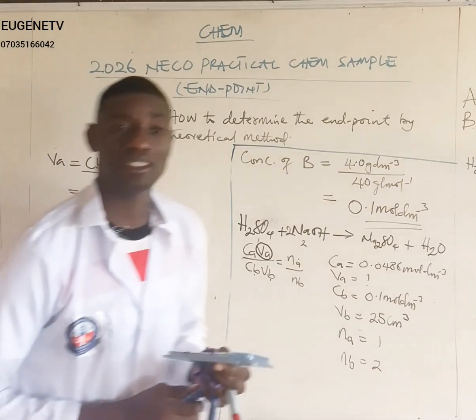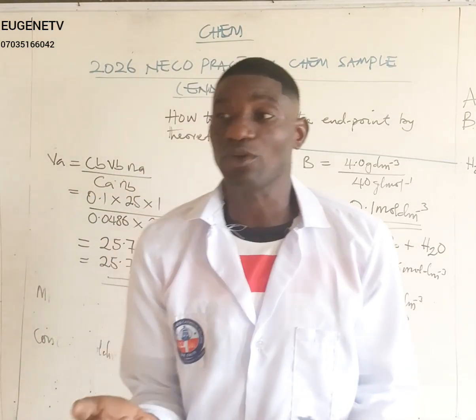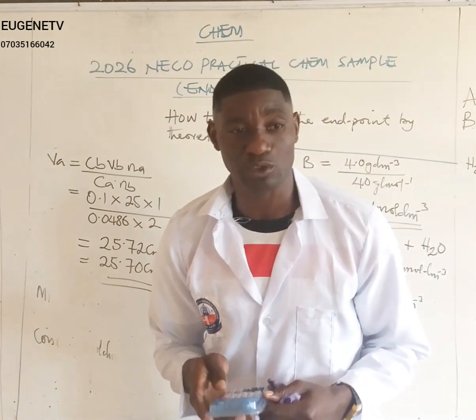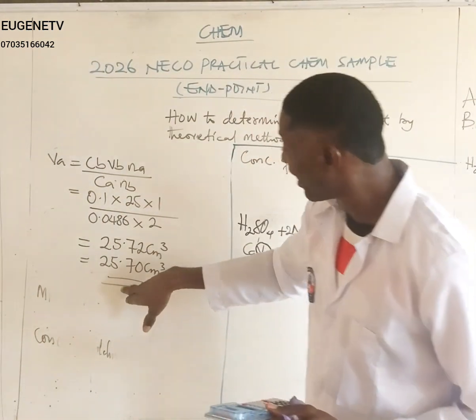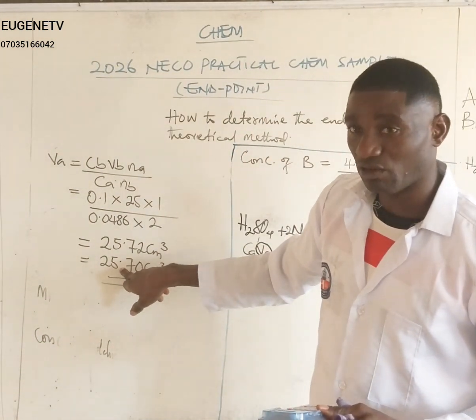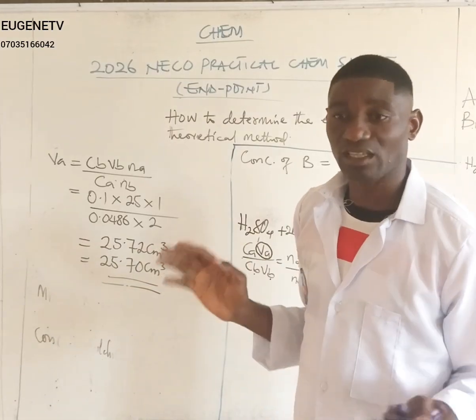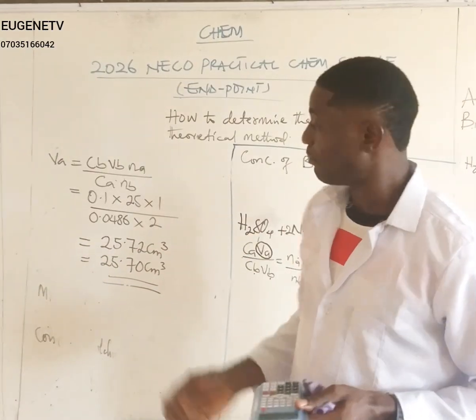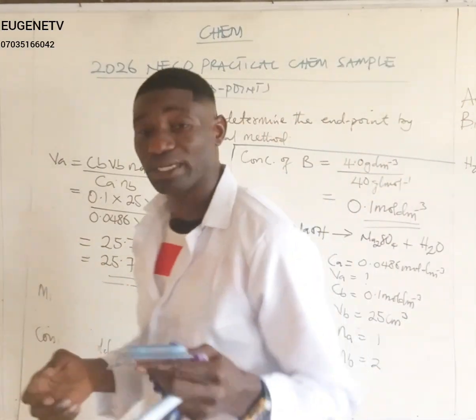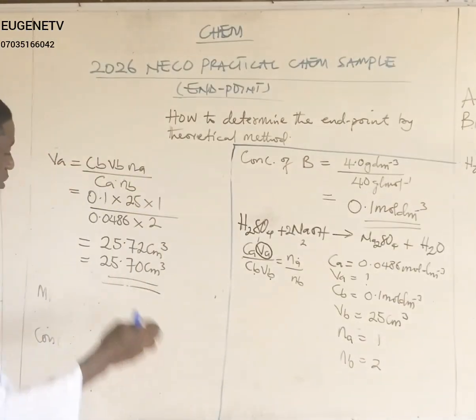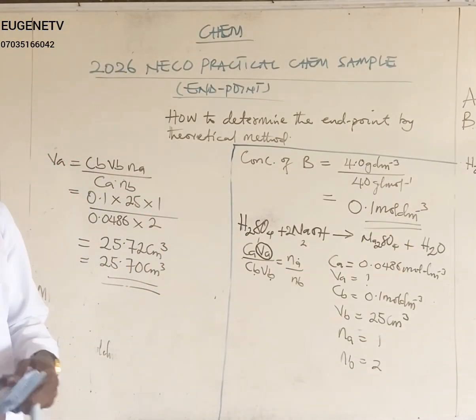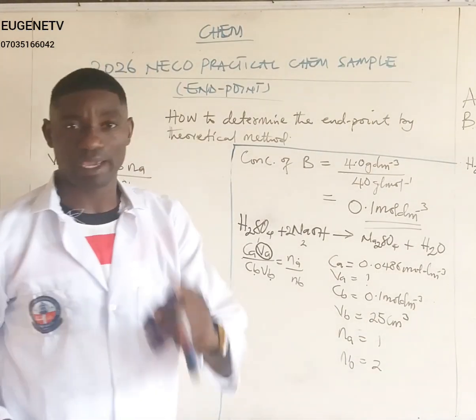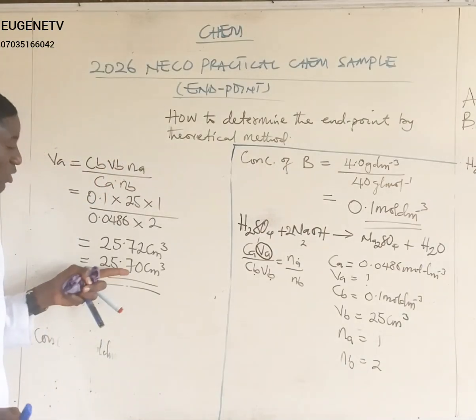So for the practical chemistry that will be done tomorrow, whether or not you have the apparatus to conduct the practical in the lab, by the time you are able to find the endpoint or the volume of acid used, every other thing for question number 1 is covered. Because the sole aim of doing the practical in the lab is for you to ensure that you get your Va. So for tomorrow's exam, our Va or our endpoint shall be 25.7.